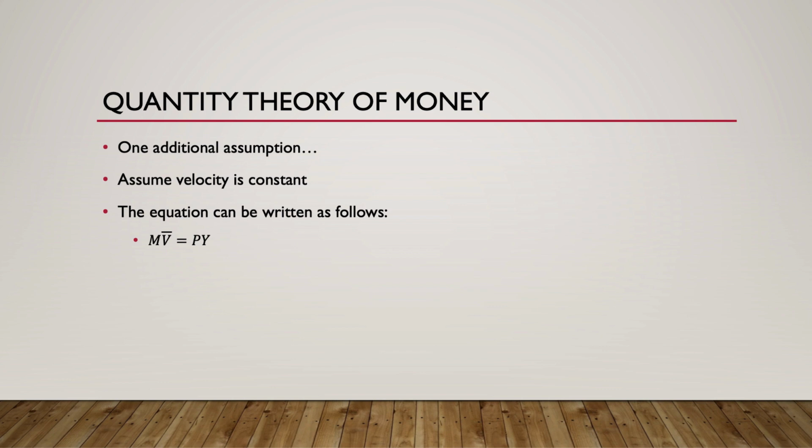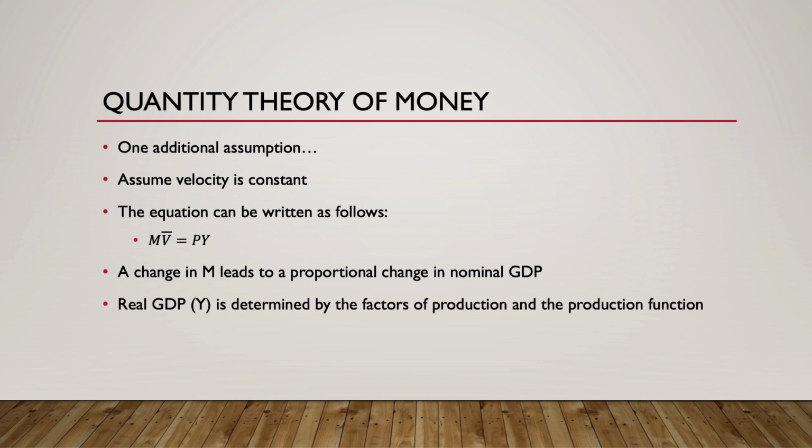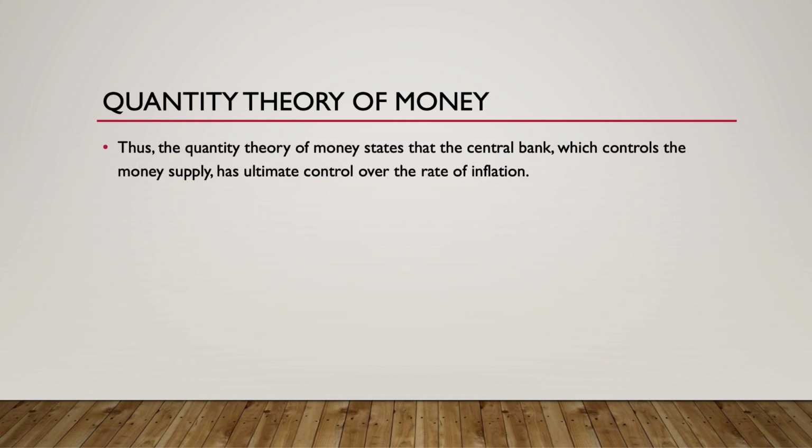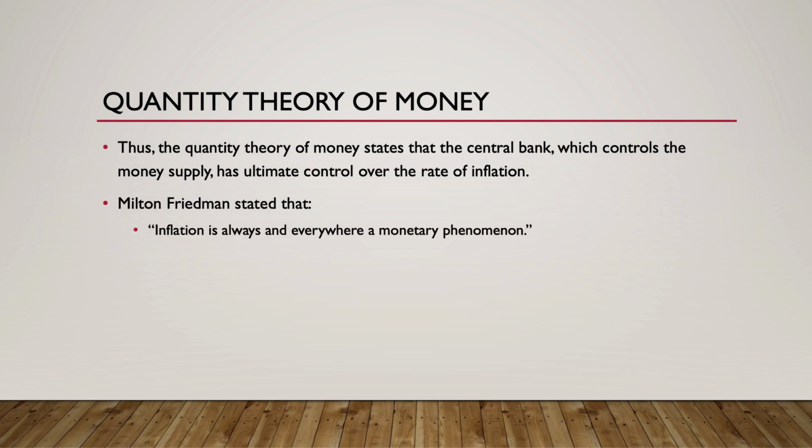With velocity fixed, a change in M leads to a proportional change in nominal GDP. Real GDP, Y, is determined by the factors of production and the production function. Hence, the theory implies that a percentage change in the price level is directly proportional to a percentage change in the money supply. When we consider output to be fixed as well, we obtain the following result: a percentage change in M equals a percentage change in P. Thus, the quantity theory of money states that the central bank, which controls the money supply, has ultimate control over the rate of inflation. Milton Friedman stated that, quote, "Inflation is always and everywhere a monetary phenomenon."